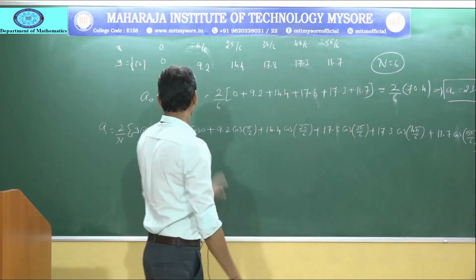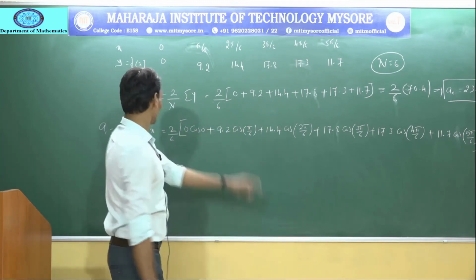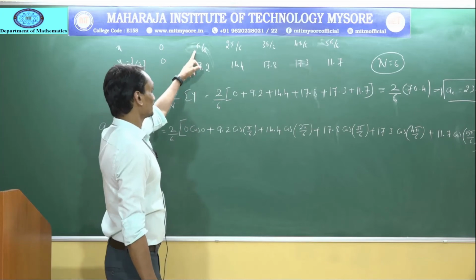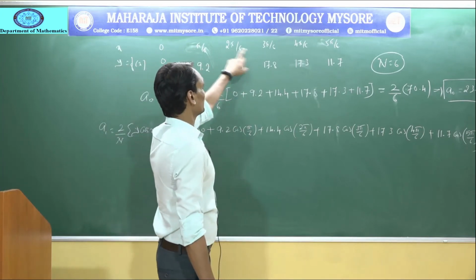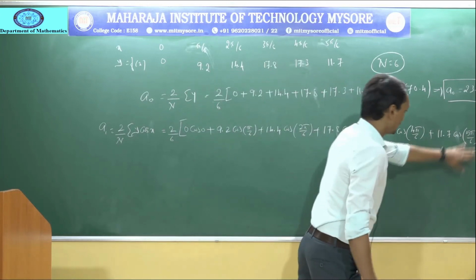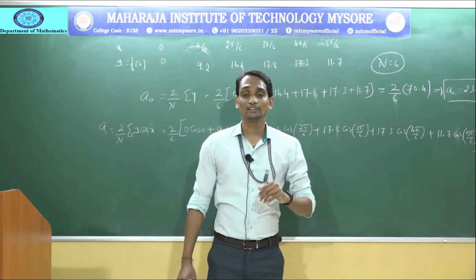Now how have you substituted the values? 1 by n, y as well as x. Summation is there, just add all the terms. That is y into 0 into cos 0, 9.2 into cos pi by 6, 14.4 into cos 2 pi by 6, 17.8 into cos 3 pi by 6, similarly the remaining ones. The summation of all these values, directly calculate in the calculator.